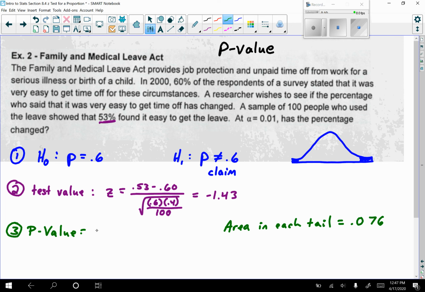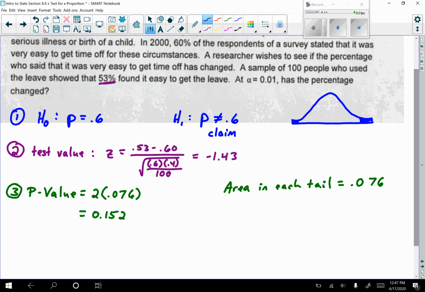So then we need to double this. The p-value is going to be 2 times 0.076, so our p-value is about 0.152. To get our decision, we compare our p-value to alpha. We're looking at 0.152 compared to alpha of 0.01, and clearly the p-value is greater than alpha, so we do not reject the null hypothesis.